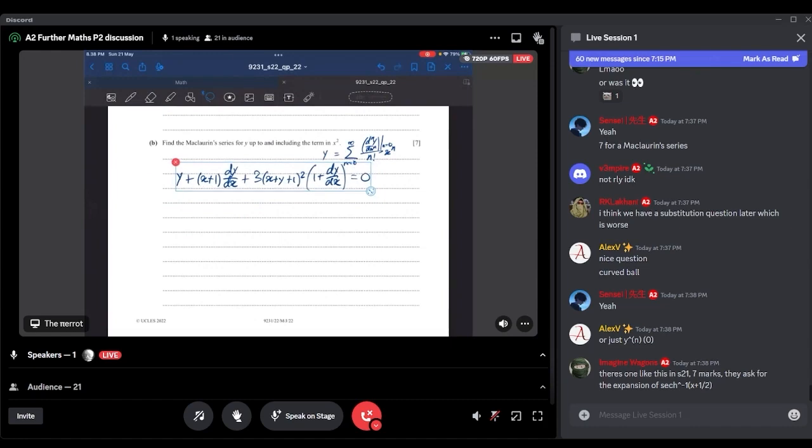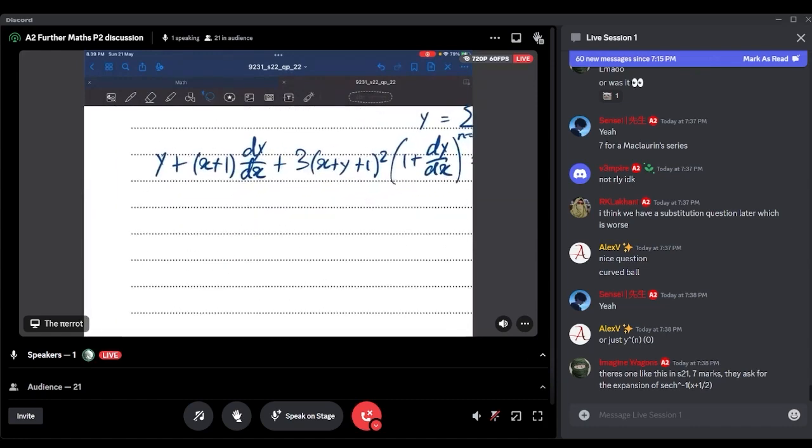Okay. Right, so let's differentiate this guy again. Differentiating y gives you dy/dx. And then we have a product rule. Differentiating x plus 1 gives you 1. So just dy/dx again. Now you differentiate dy/dx. So you get the second derivative.